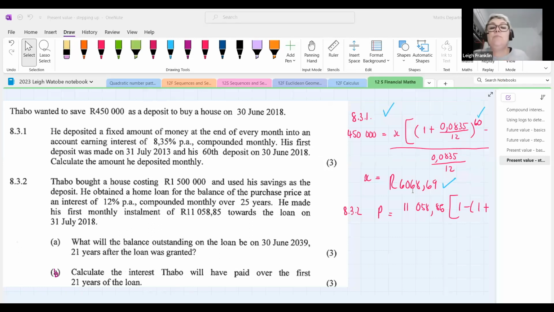Pinga, does the question imply that he used the 450 to pay? It implies that he used the 450,000 Rand as a deposit. So his loan would have been calculated on 1,500,000 minus the 450,000. But they're not asking us to calculate that. No, Katleho, Lihlu, that is correct.